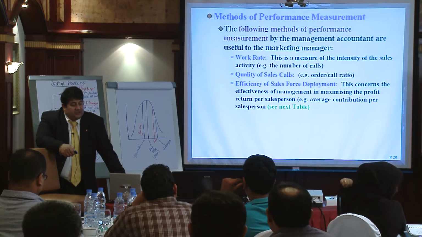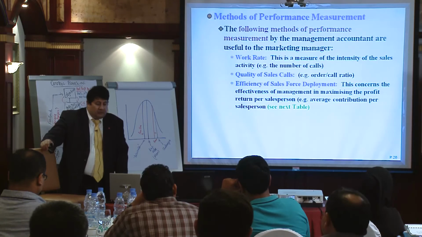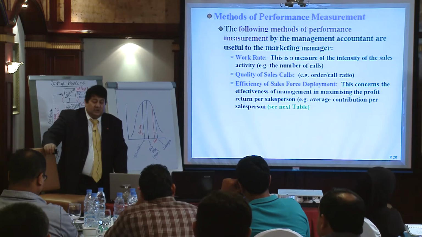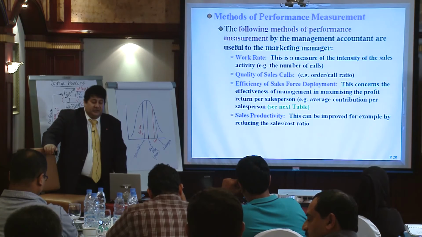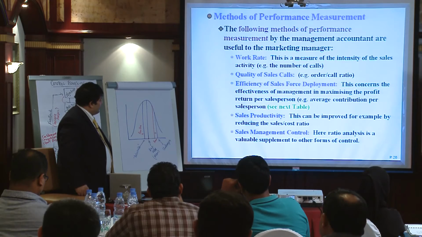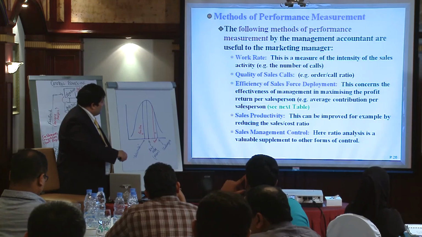Efficiency of sales force deployment is concerned with effectiveness of management in maximizing the profit return per salesperson. So we will see how this can be calculated in a table that I'm going to show you in a little while. Sales productivity can be improved, for example, by reducing the sales to cost ratio. And also lots and lots of ratios we can do in terms of sales management control. So lots of things that the accountant can do that will help the marketing manager.